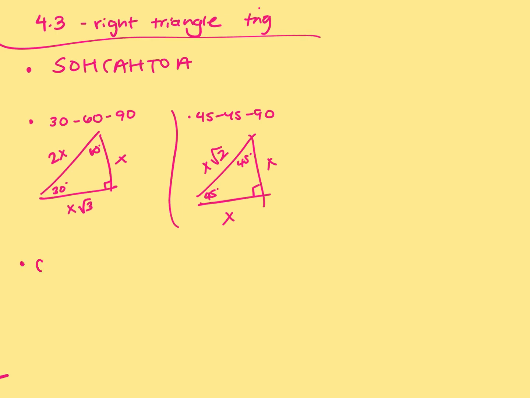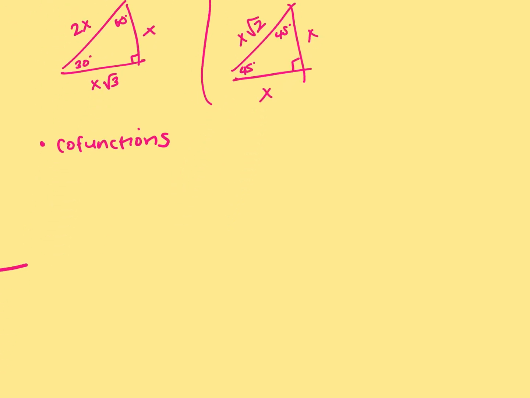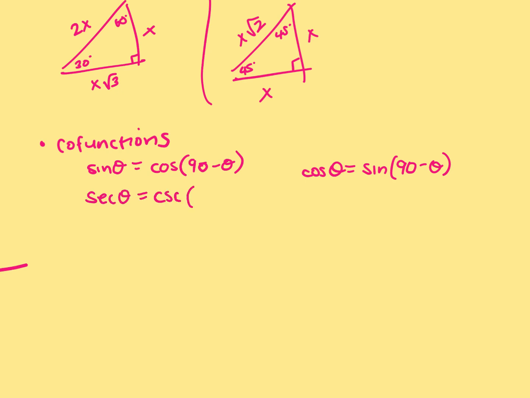We saw our co-functions in this section. So the sine of theta is the same thing as the cosine of 90 minus theta. And the reverse of that, the cosine of theta is the same thing as the sine of 90 minus theta. Secant goes with cosecant. And tangent goes with cotangent.